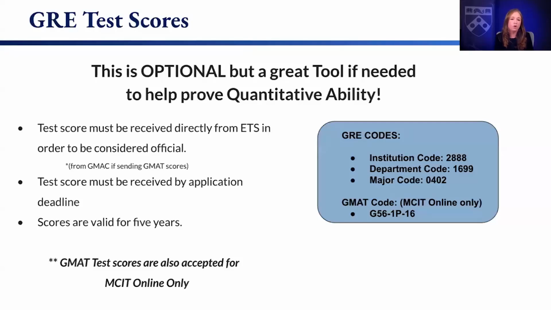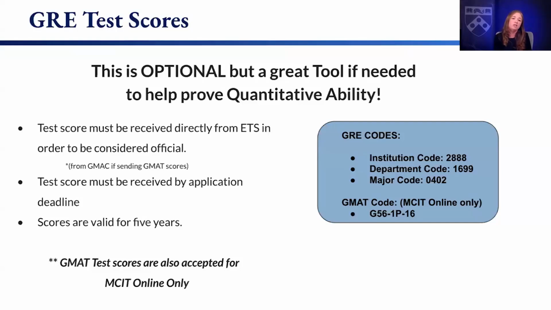So some important notes, you do again need to send that test score directly from the testing center. It does have to be received by the application deadline. Even as an optional piece, it would have to be received by the deadline. And then scores are valid for 5 years. So unfortunately, at 5 years and 1 day, they just kind of disappear. So you would want to consider that in your application timeline.